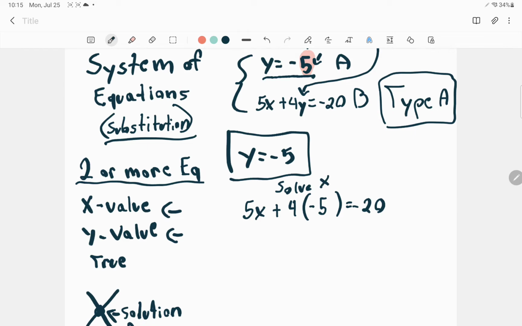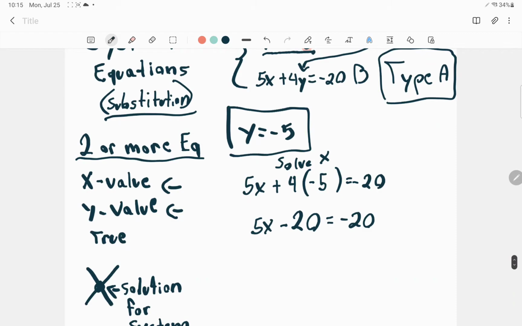Solve for x now. So if you can see, I know that 5x equals what's 4 times -5? -20. And then equals negative 20. Right? Very simple.